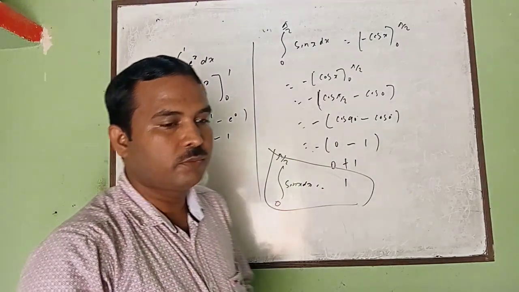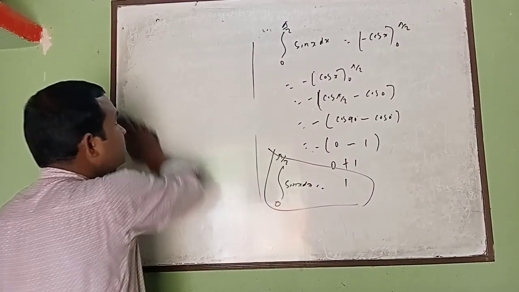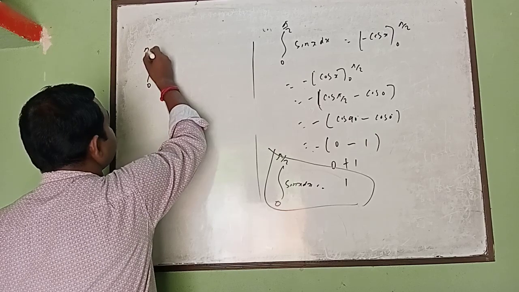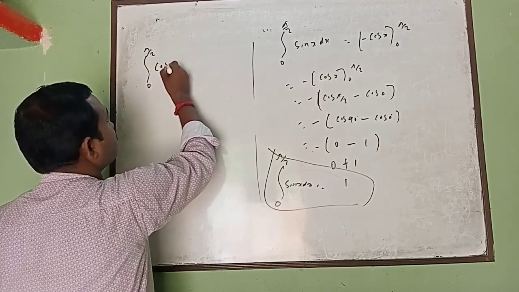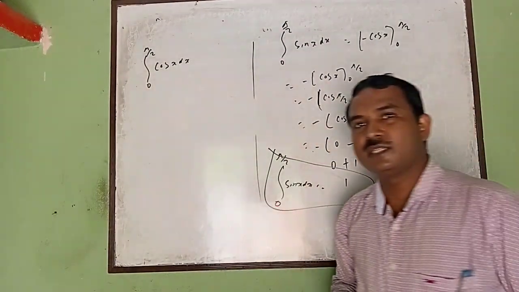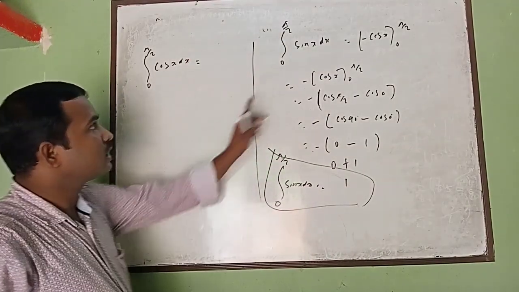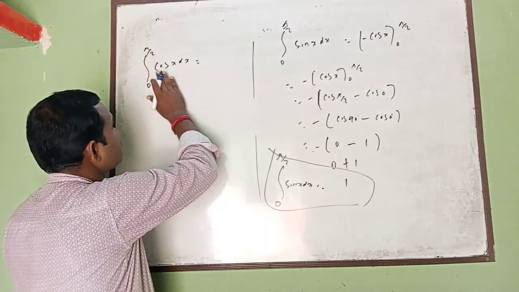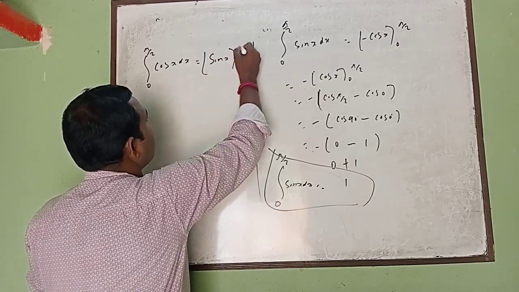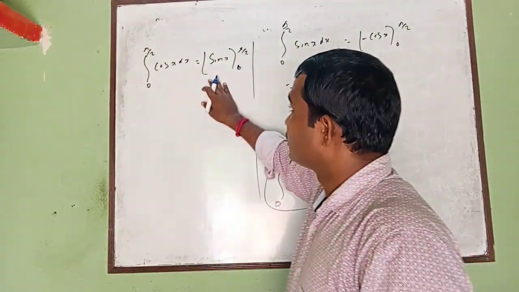But in the same process, if you take cos in place of sine, that is the integration with the same limit 0 to pi by 2 of cos x dx. Can you solve this question? You should try this question. It is just the reverse. The integration of cos x dx is sin x, with limit 0 to pi by 2.